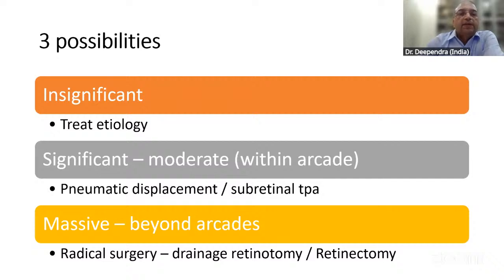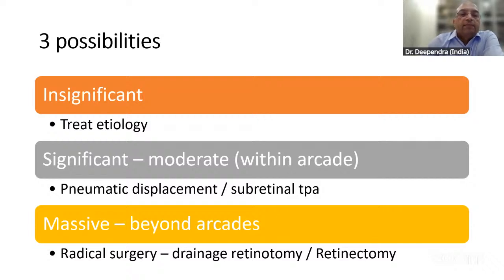Now, I think this is a very simplified three-prong approach. If the blood is not much, we are mainly focused on etiology, and we try to treat whether it is RAM or it's MNV. But if it is significant and within the arcade, then we can always go for pneumatic displacement. And very selected cases actually require subretinal TPA. Most patients do very well with pneumatic displacement itself, as I'll show in subsequent slides.